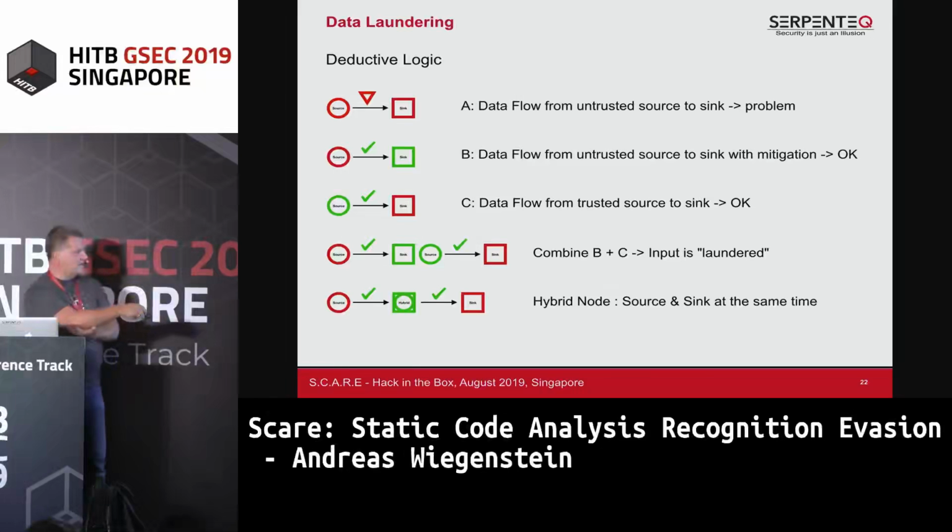And now the idea is, what if we have input which is mitigated or safely stored in the database? Then we have no issue here. But then we read this input, but use it for a different kind of sink. For example, a command injection. Then this part is green because it's mitigated. This part is green because it's from a trusted source.